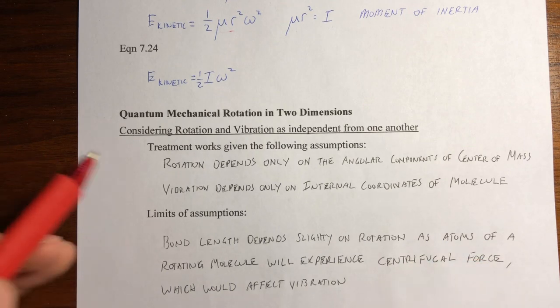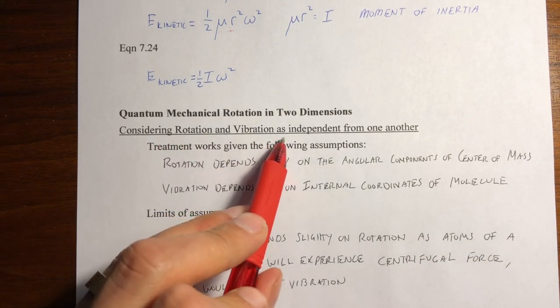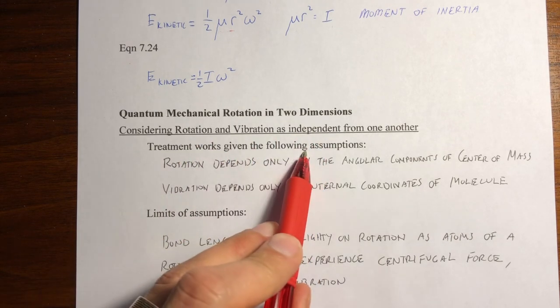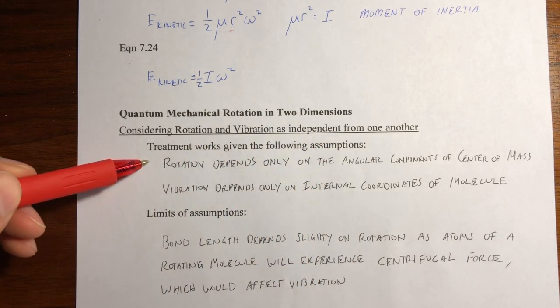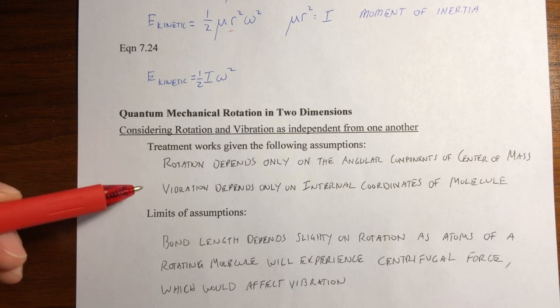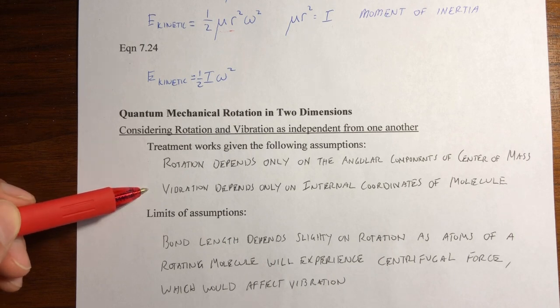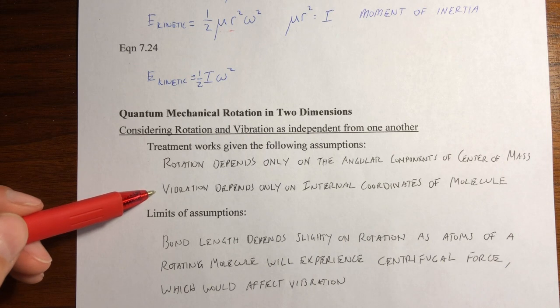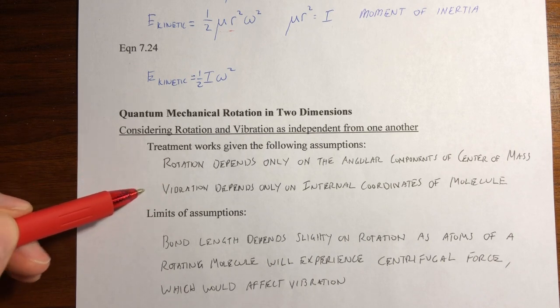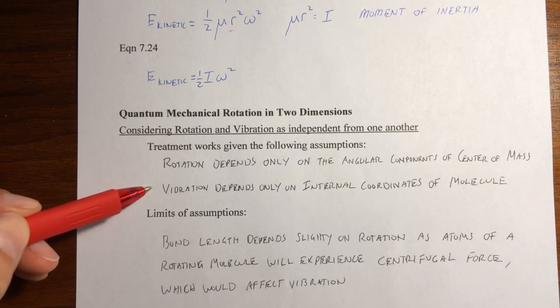So first, when considering rotation and vibration as independent from one another, this treatment only works given the following assumptions. The first is that rotation depends only on the angular components of center of mass. And the second is that the vibration depends only on internal coordinates of the molecule, meaning that the vibration does not have anything to do with the fact that the whole molecule is rotating. It's just the internal, whether or not mass 1 and mass 2 are vibrating back and forth.